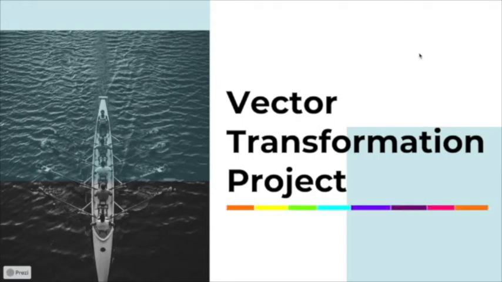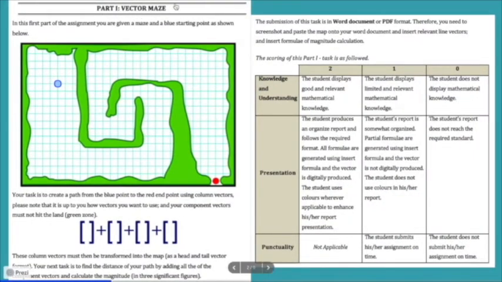Hi there. In this video, I will be explaining about the vector transformation project. This project is divided into two parts, and the first part is about the vector maze. In this first part, you are given a maze and you are required to create a path from the starting point to the ending point with the help of a vector.